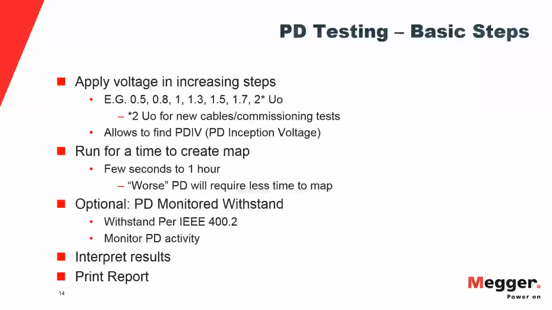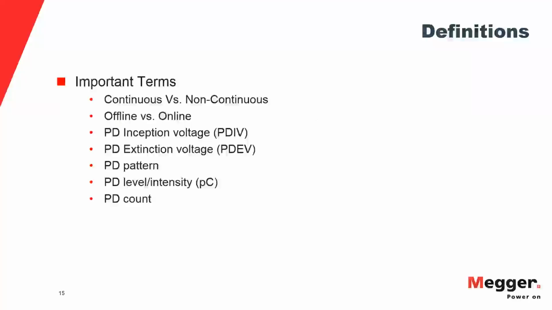How do we actually run the test? We might run the test by applying increasing voltage steps, for example, half rated voltage, 0.8 times rated voltage, working our way up to 1.7 or twice rated voltage, going up to 2 times rated for new cables. This allows us to find the PDIV, or the PD inception voltage, which is the voltage at which partial discharge begins. How high do we have to bring voltage to start seeing PD?